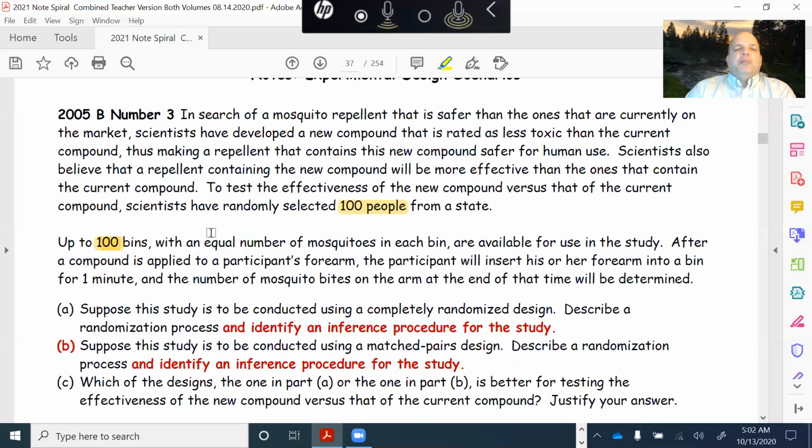After a compound or the repellent is applied to a participant's forearm, the participant will insert his or her forearm into a bin for a minute, and the number of mosquito bites on the arm at the end of time will be determined. To me, this seems absolutely awful, although it's kind of humorous.